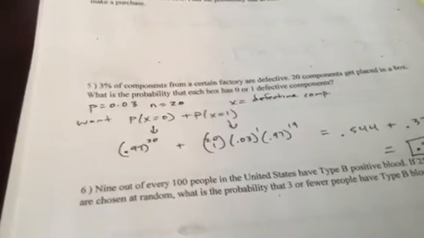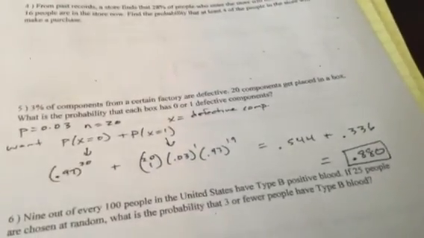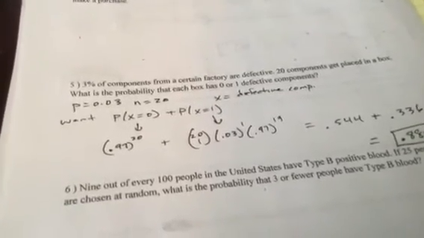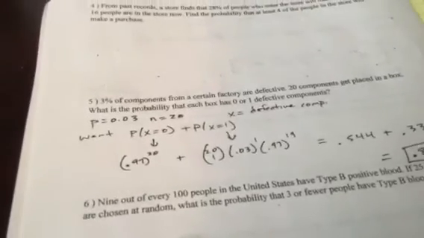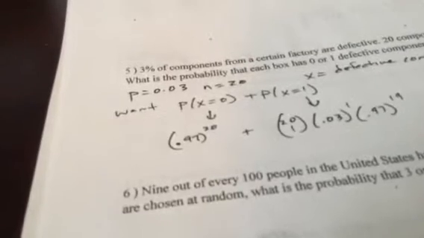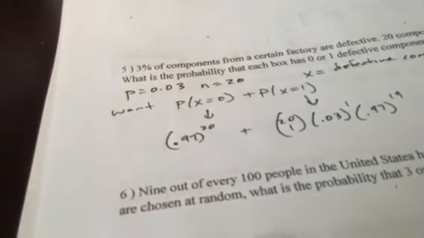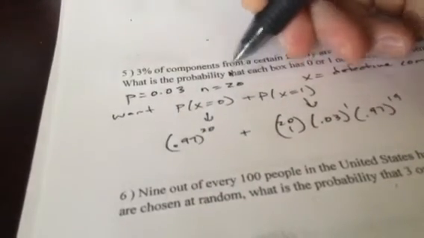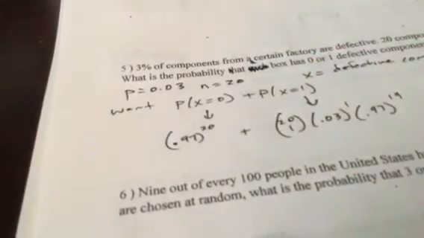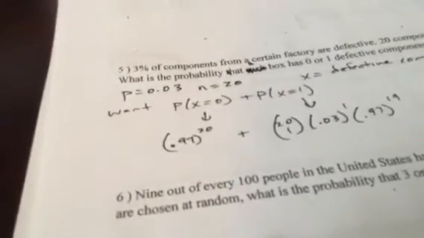3% of components from a certain factory are defective. 20 components get placed in a box. What is the probability that a box you choose has 0 or 1 defective components? So again, I'm going to change that. What is the probability that a box, not hat, I accidentally scratched out the T.